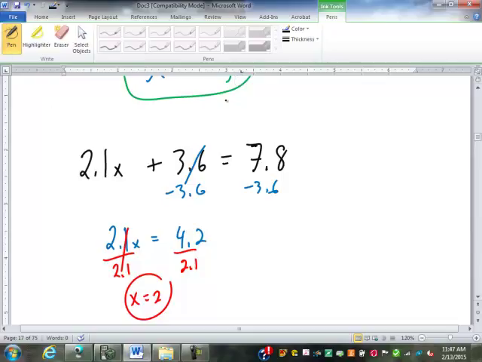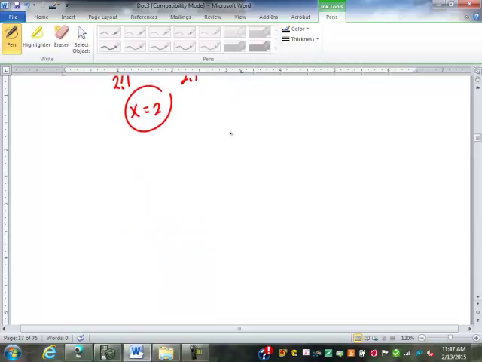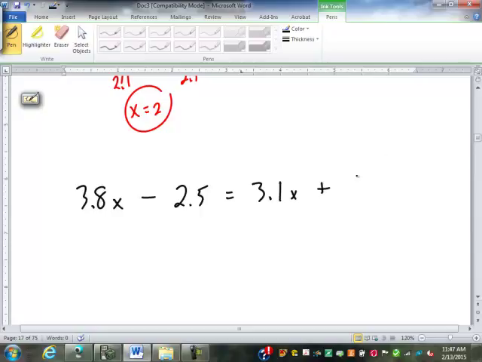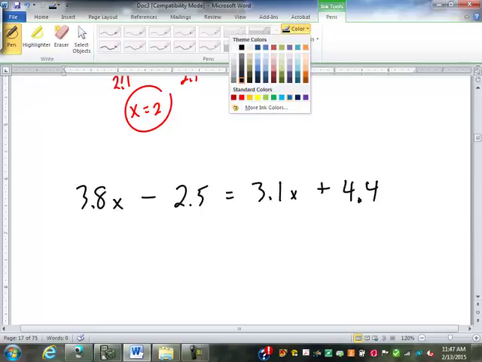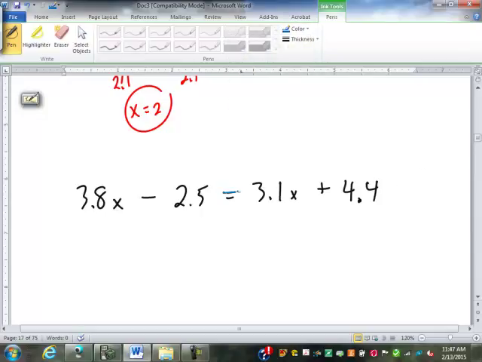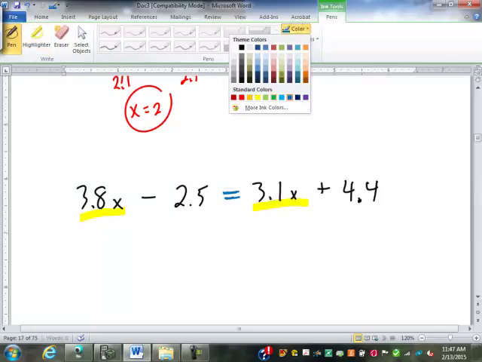And we could even have quite a bit more complicated questions than that. We might have 3.8x minus 2.5 equals 3.1x plus 4.4. So in an equation like this, as always, we find the equal sign. We identify where the variable is, and we find, in this case, the variable appears once on each side of the equation. So we have to get rid of one of them. So we will get rid of the smaller one, being the 3.1.